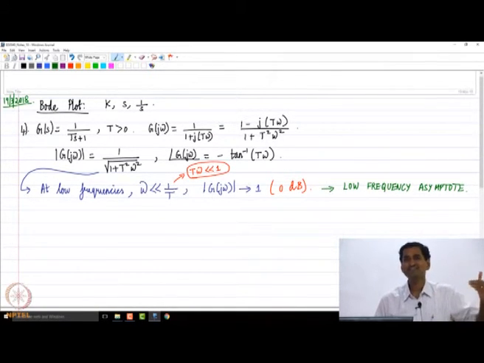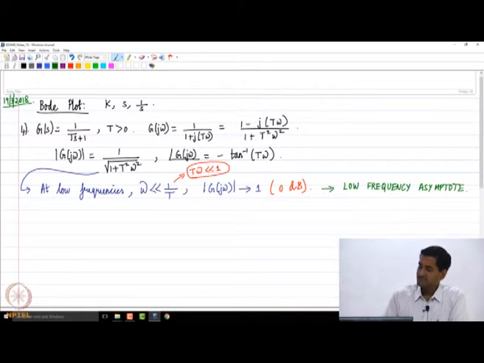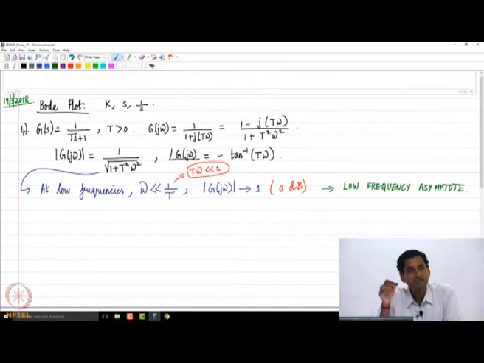So why is it called that? Because it tends to this value as omega is very, very small at low frequencies, right? So that's why the 0 decibel line in the magnitude plot is called the low frequency asymptote.